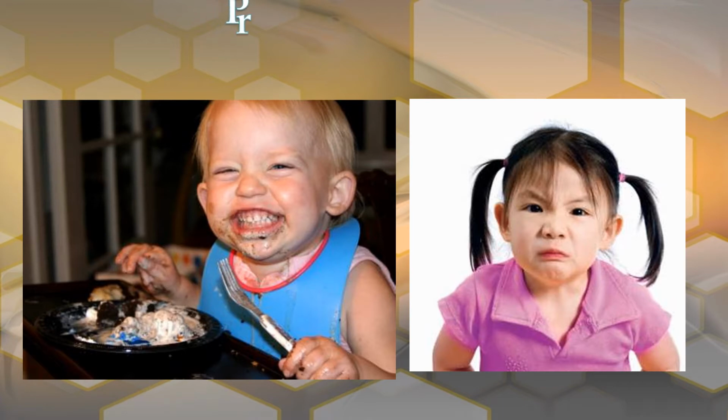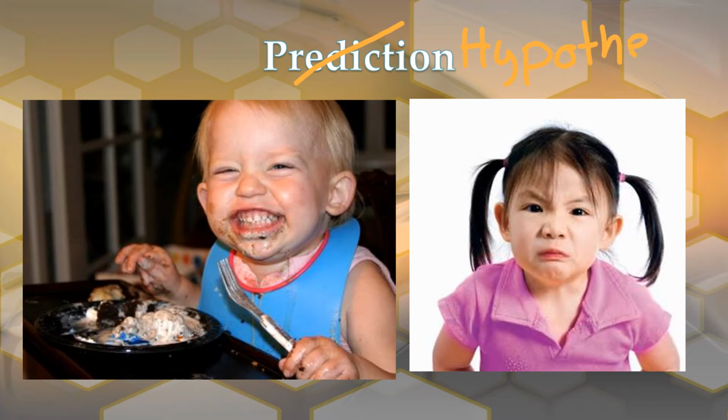So this is probably your prediction and this would be my prediction. But when we talk about science, the prediction is called a hypothesis. So our hypothesis here is that children with ice cream are happy and children without ice cream are sad. I will go over a formal definition.